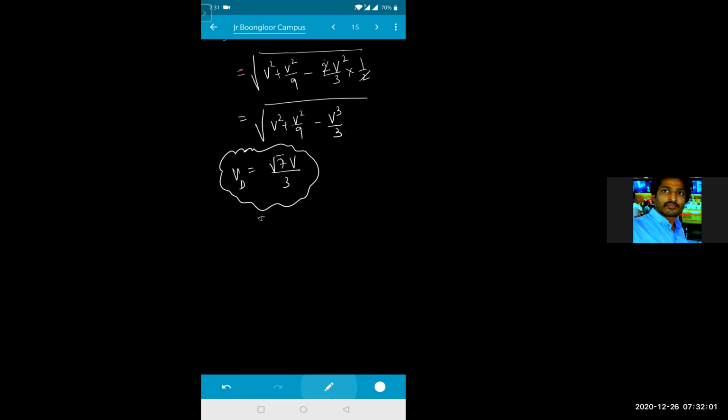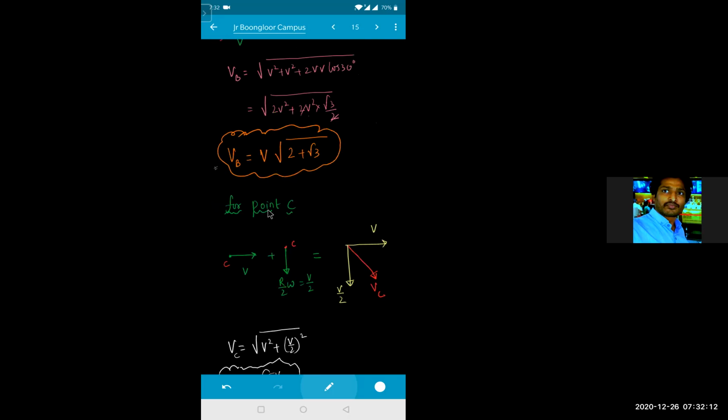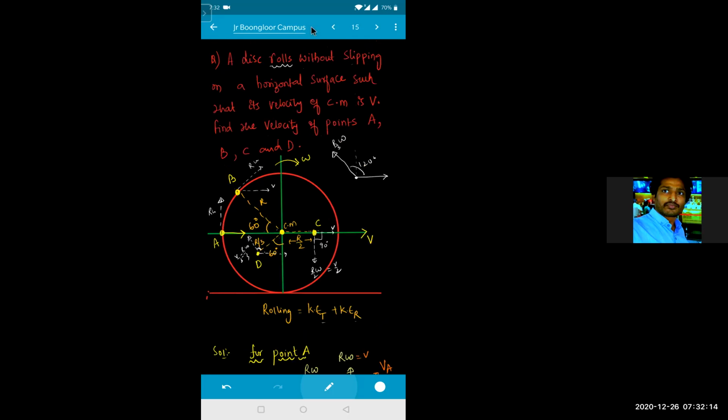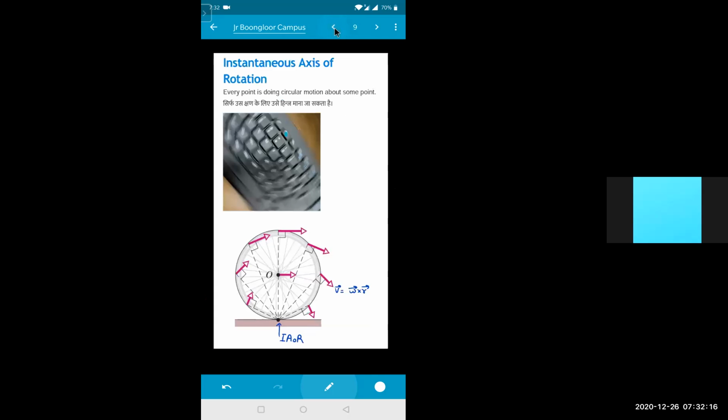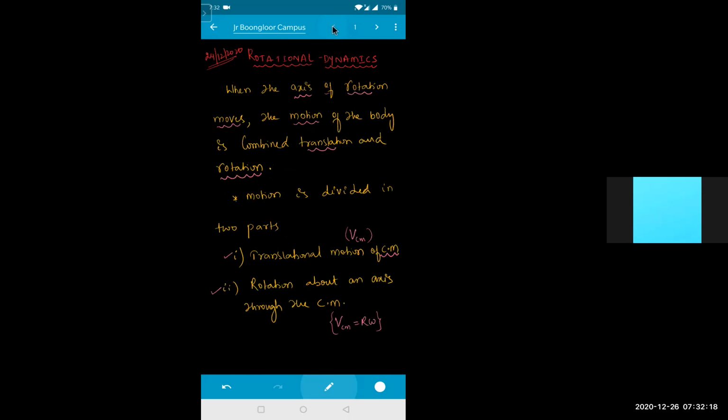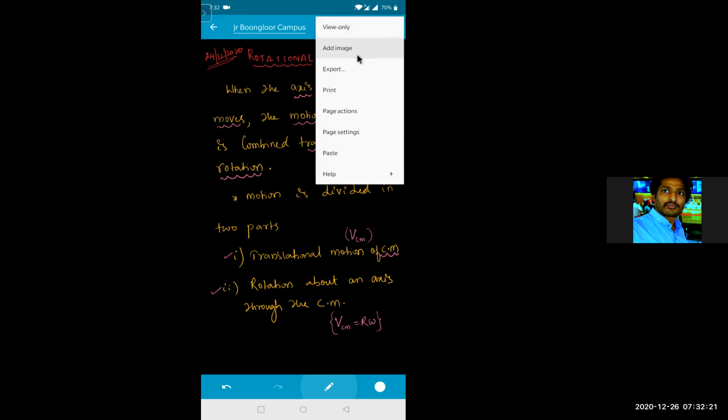Okay, now got it? So I hope you got clarity about the introduction of rolling motion. This is just an introduction of rolling motion. We have a lot to do in this one. So this is the only thing you need to remember. Just make sure that you write the notes of this one. If there are any doubts, please let me know and I will help you out.